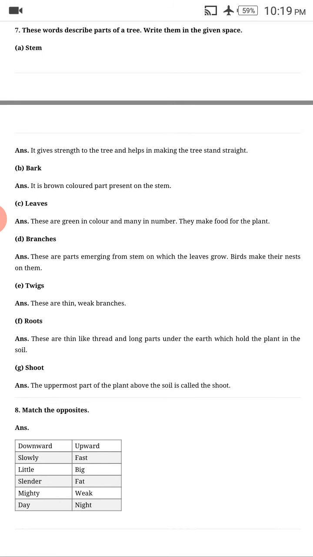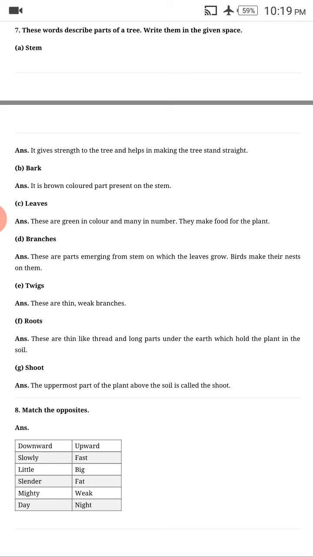Branches, these are parts emerging from the stem on which the leaves grow. Birds make their nests on them. Twigs, these are thin weak branches. Thin and weak branches we say twigs. Roots, these are thin like thread and long parts under the earth which hold the plant in the soil, right?